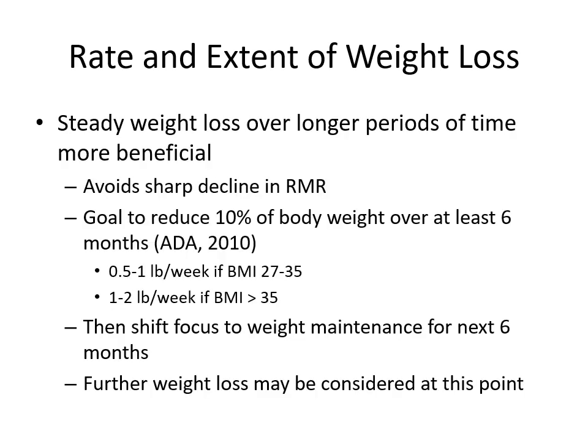So our recommendation is a steady weight loss over longer periods of time, avoiding that sharp decline in resting metabolic rate, or adaptive thermogenesis. The goal is to reduce 10% of body weight over 6 months. This comes out to rates of approximately 0.5 to 1 pound per week if the BMI is 27 to 35, and 1 to 2 pounds per week if the BMI is over 35. We then want to shift our focus to weight maintenance for the next 6 months, and then consider further weight loss. So lose weight for 6 months, maintain, and then we can improve that resting metabolic rate, or adaptive thermogenesis, before attempting further weight loss.